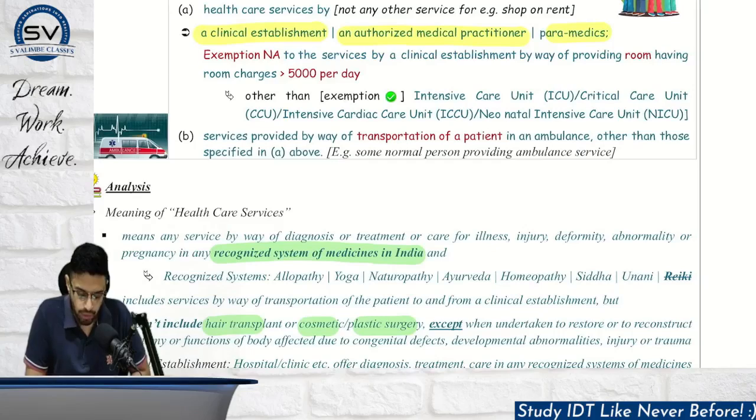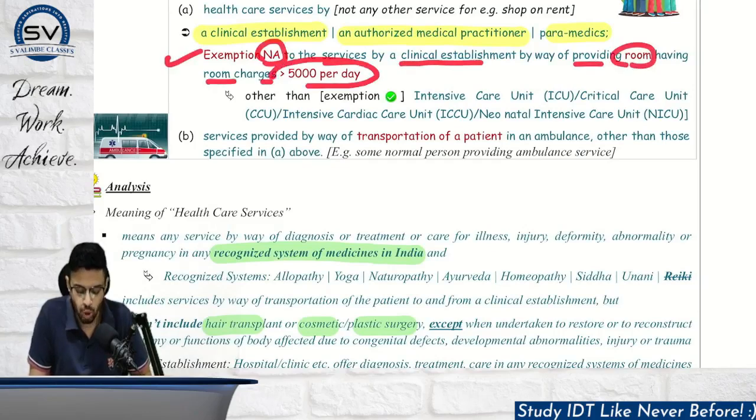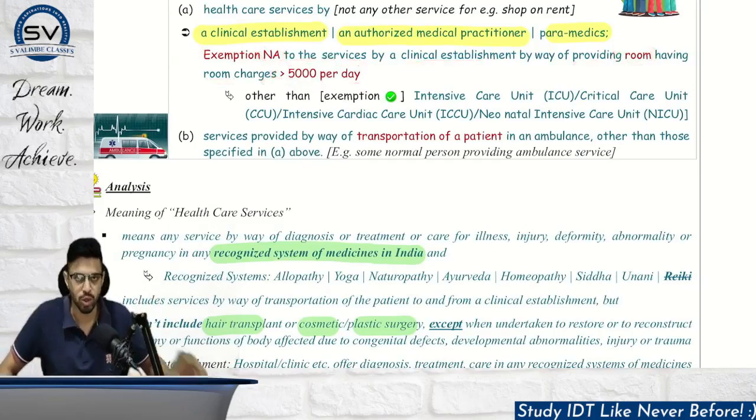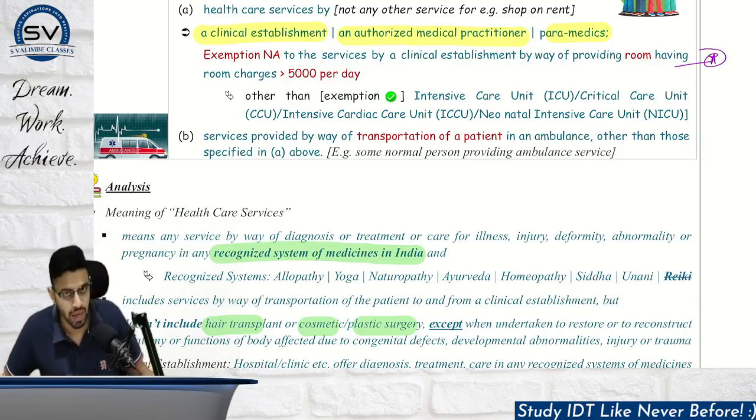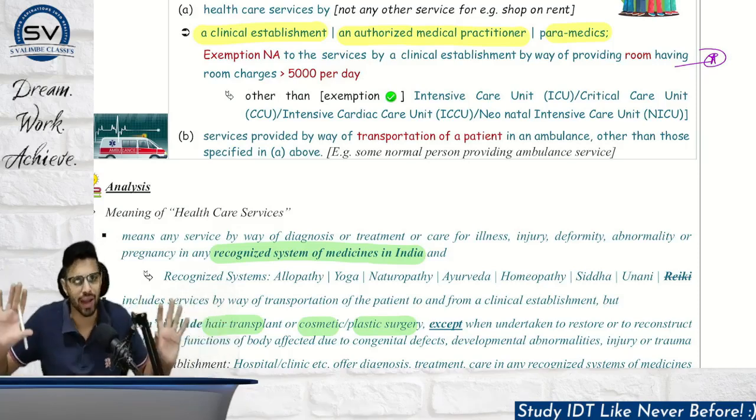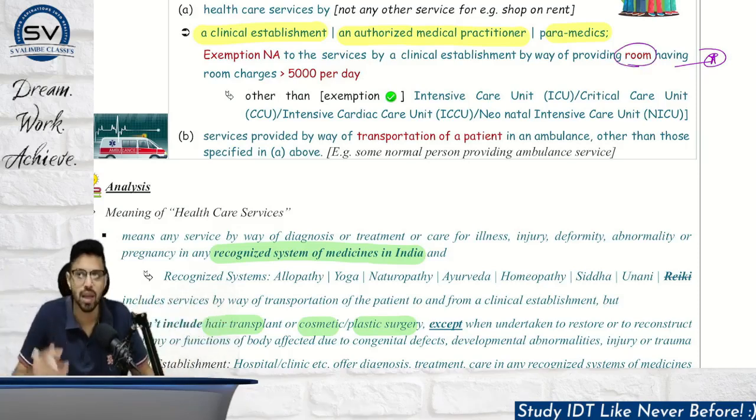Okay, very, very important. Exemption is not applicable to services by a clinical establishment by way of providing a room having room charges of more than 5,000 per day. Two points to be focused upon. Up to 5,000 they are granting exemption. Now they are taking exemption away. The feel factor is that someone who is paying more than 5,000 per day can adequately pay GST as well. Basically again, rich people they want to tax, right? So if I am taking a room in a hospital which is, let's say, 6,000 per day, GST will be leviable. I hope this is clear.